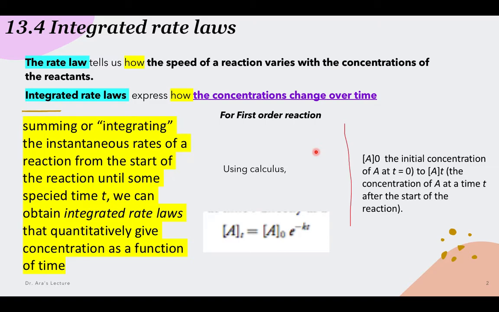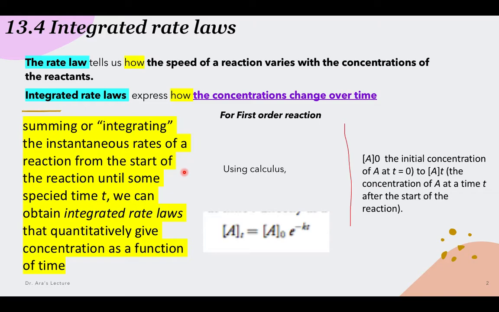Rate law tells us how the speed of a reaction varies with the concentration of reactants, where the concentration, expressed as molarity, is raised to an exponent. And the integrated rate law expresses how the concentration changes over time. Since we use calculus for calculating the change of concentration over time, this rate law is also called the integrated rate law.